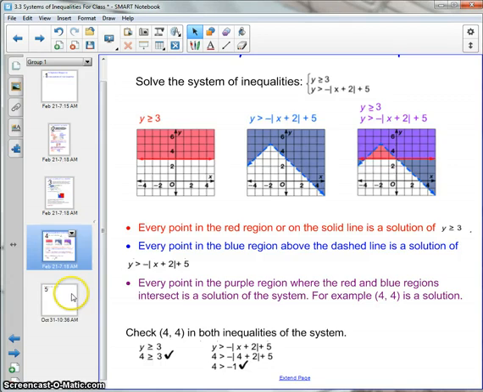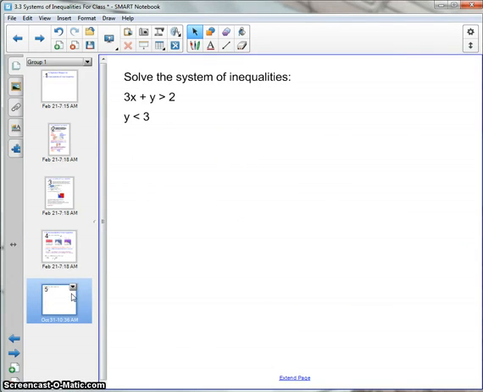Okay, what I want you to do next is to take a look at this inequality. I want you to try to solve it. If you need to, pause the video and go back to look at the steps to solving it, you're more than welcome to do that. I am not going to show you in this video how to solve it, but we're going to talk about it in class the next day. So good luck.